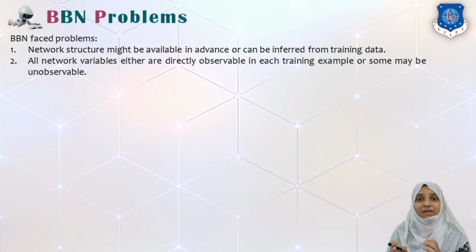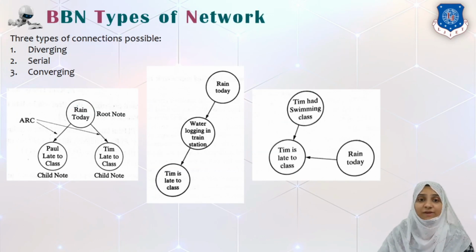So there are variables which are dependent on some other event, but that cannot be inferred from the given training data. That means we can either directly observe that dependency, or we might fail to observe that particular dependency because the training data is quite complex. So these are the two main issues faced by Bayesian belief network.